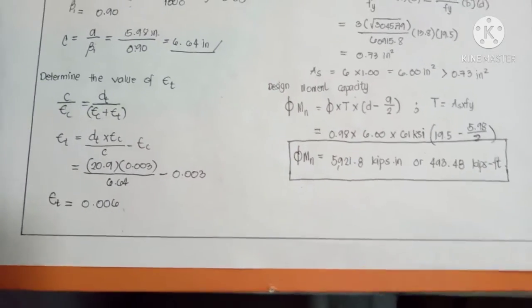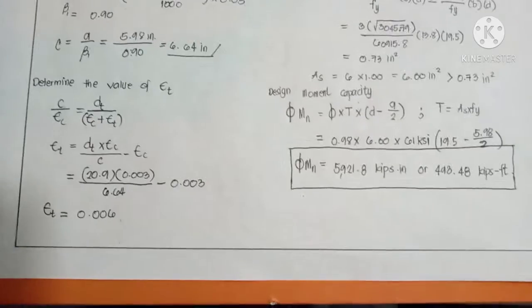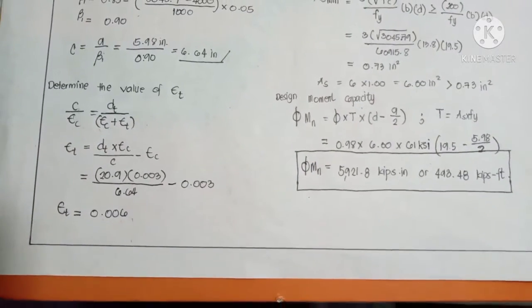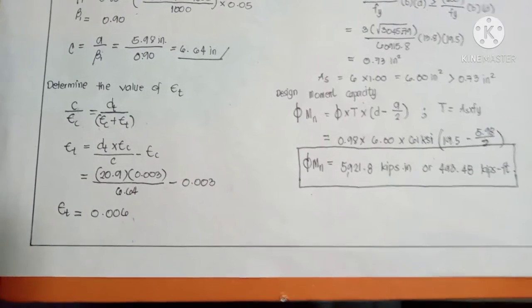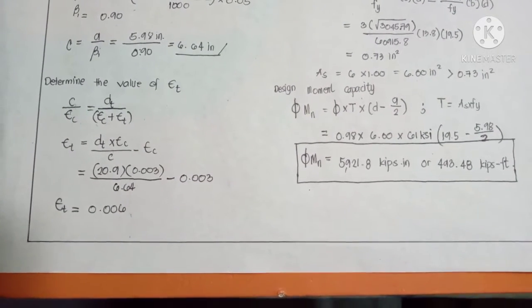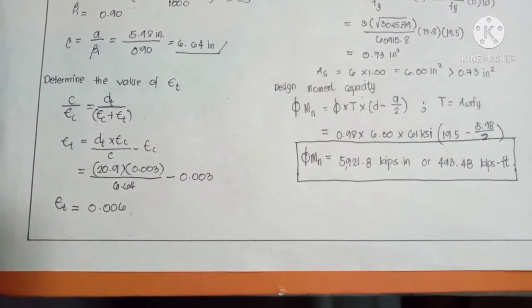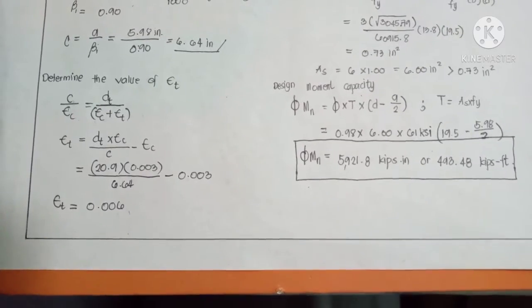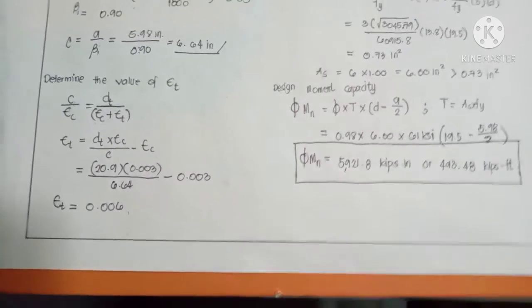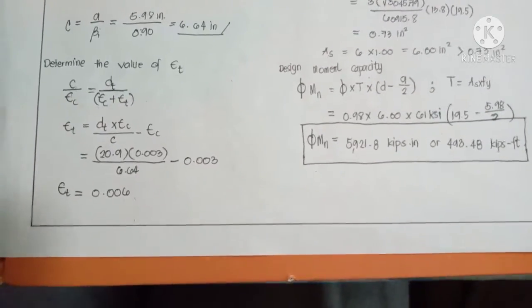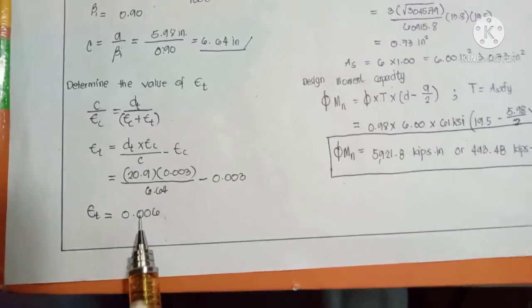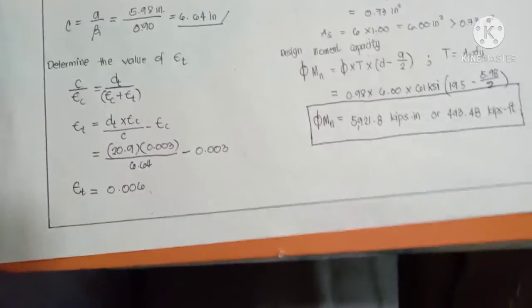0.006. So this means that the section is tension controlled, and as per ACI section 10.3.4, a beam is considered tension controlled if the strain in the extreme tension steel is greater than 0.005. It resulted here that our epsilon t is greater than 0.005, which is 0.006.